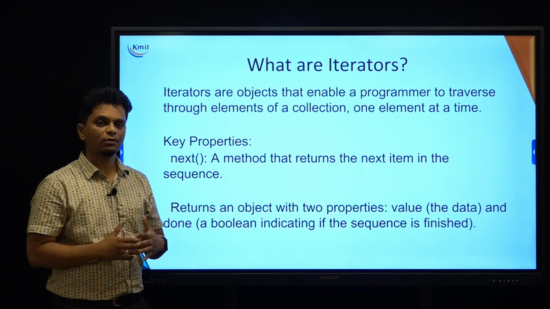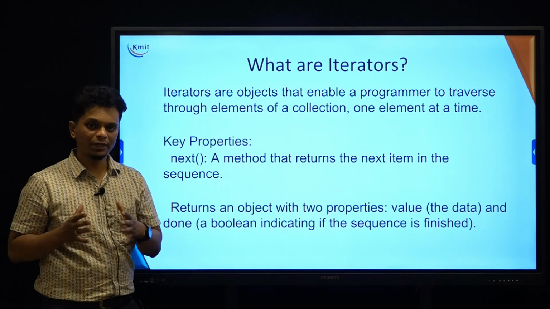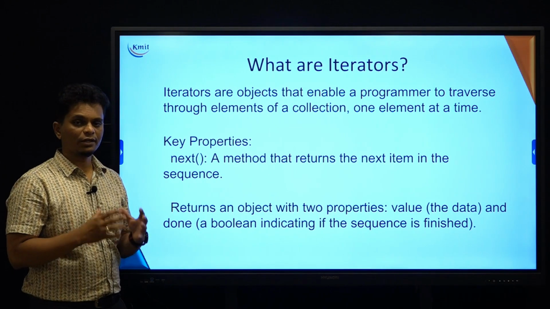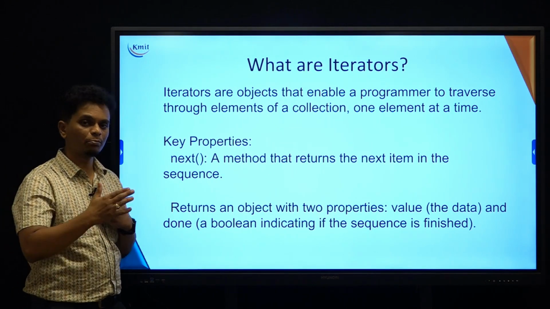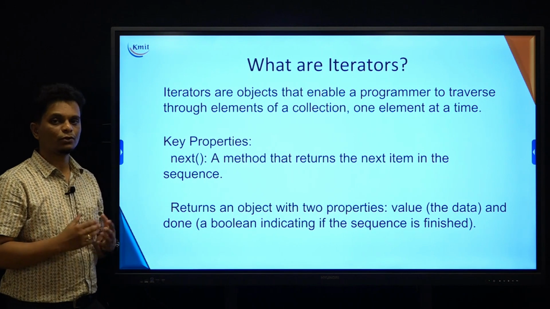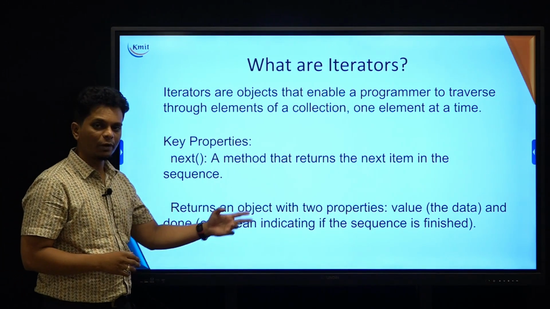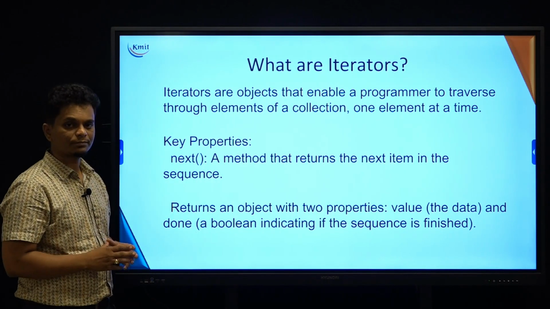If we did not traverse through the complete list, it will return false, and if we have finished traversing the complete list, then we get true. So these are the two properties returned by the next method.